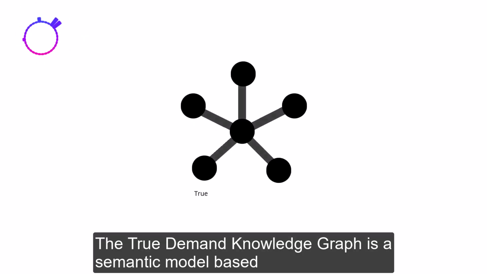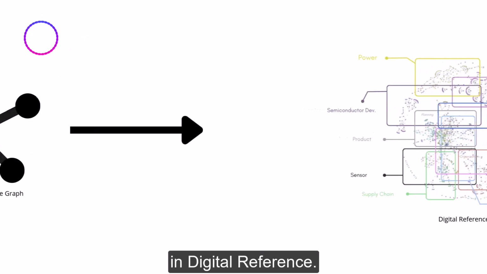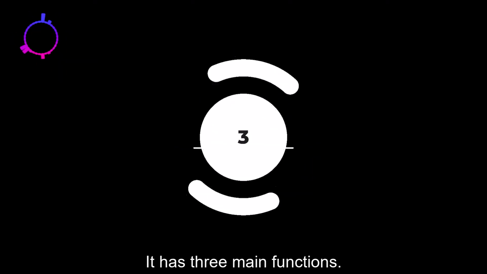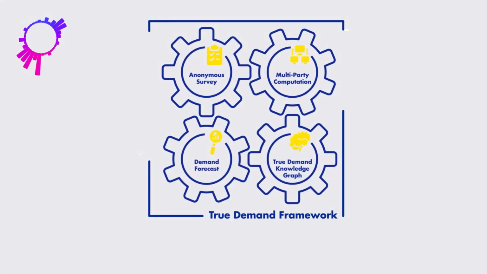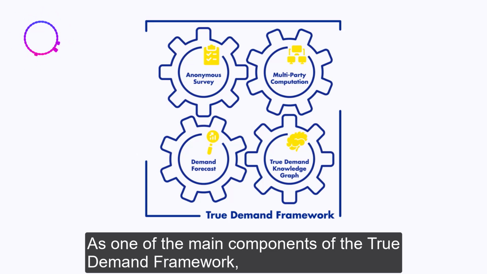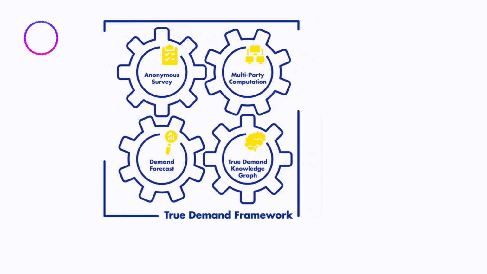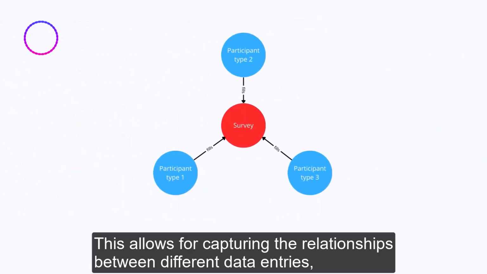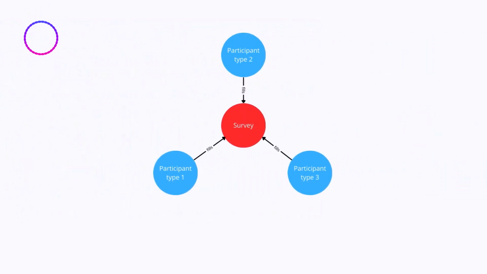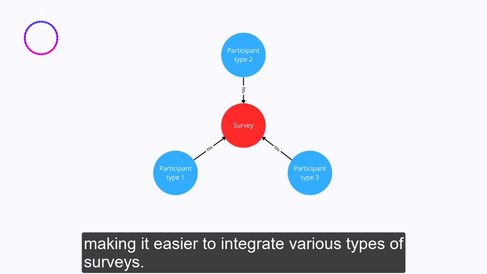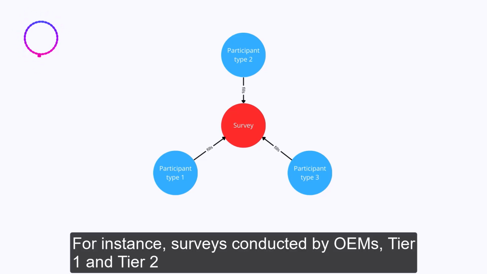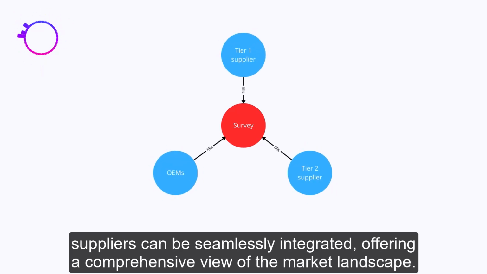The True Demand Knowledge Graph is a semantic model based in digital reference. It has three main functions. As one of the main components of the True Demand framework, it stores survey data in the form of a graph database. This allows for capturing the relationships between different data entries, making it easier to integrate various types of surveys. For instance, surveys conducted by OEMs, Tier 1 and Tier 2 suppliers can be seamlessly integrated, offering a comprehensive view of the market landscape.